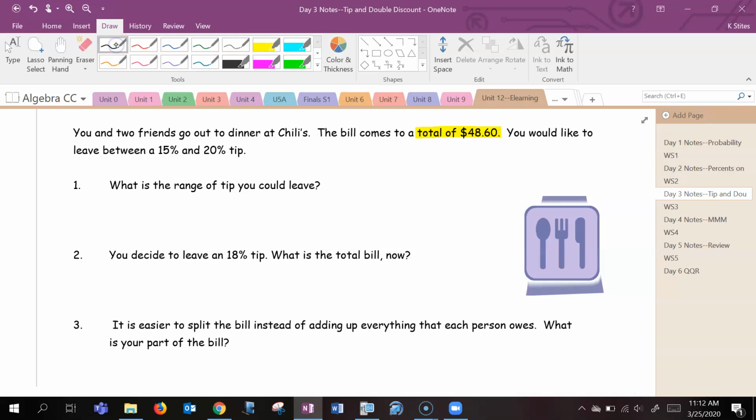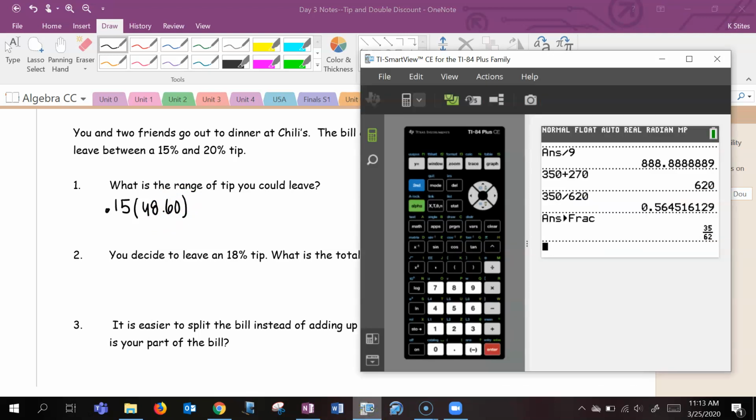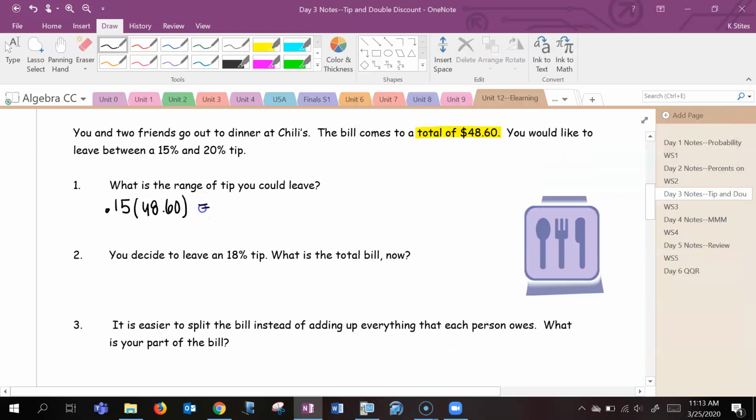That just means we're going to find what a 15% and a 20% tip is, and you're going to leave somewhere in between that. To find a 15% tip, similar to what we did yesterday, we're going to take 0.15, that's 15%, and multiply it by our total. Just like yesterday, but instead of this total being number of people, it's the dollars that you spent. So 0.15 times 48.60. That's $7.29.